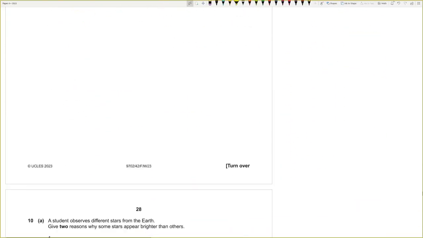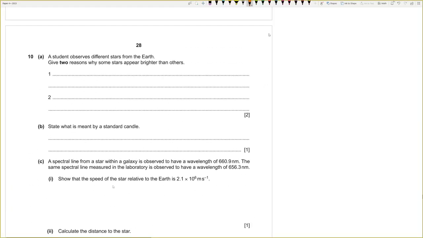Okay. Moving on to the last question for the day. Question number 10. A student observes different stars from the Earth. Give 2 reasons why some stars appear brighter than others.